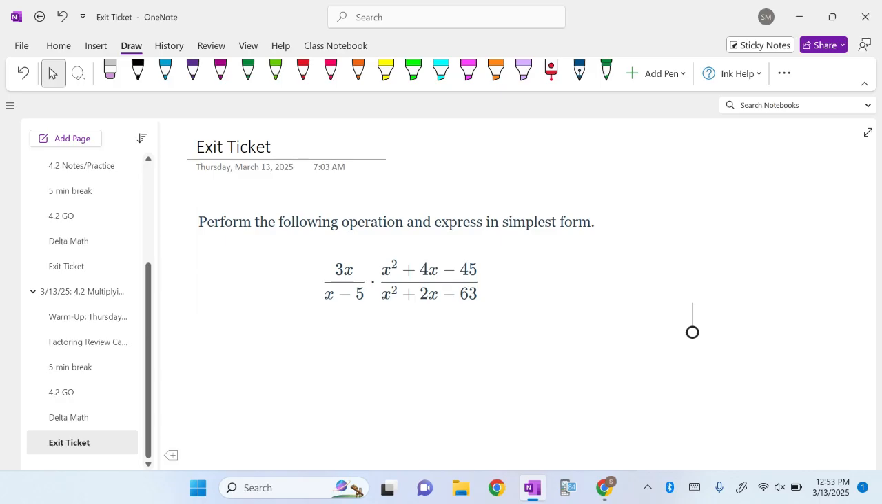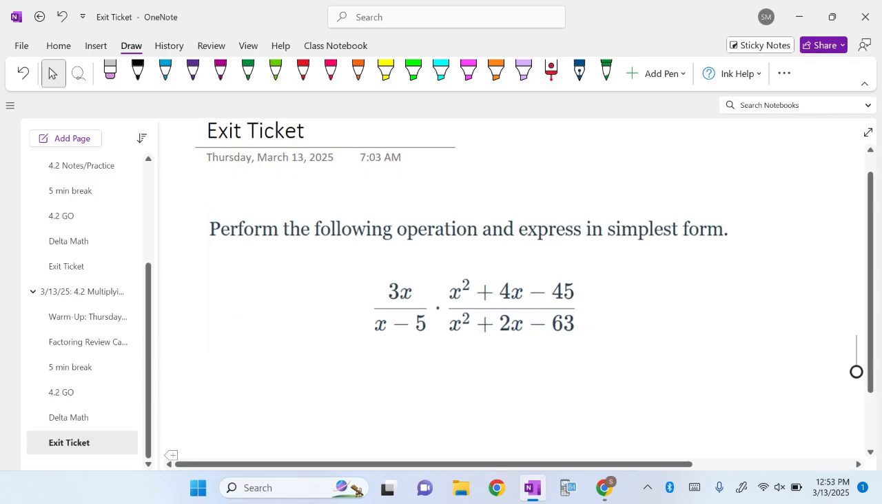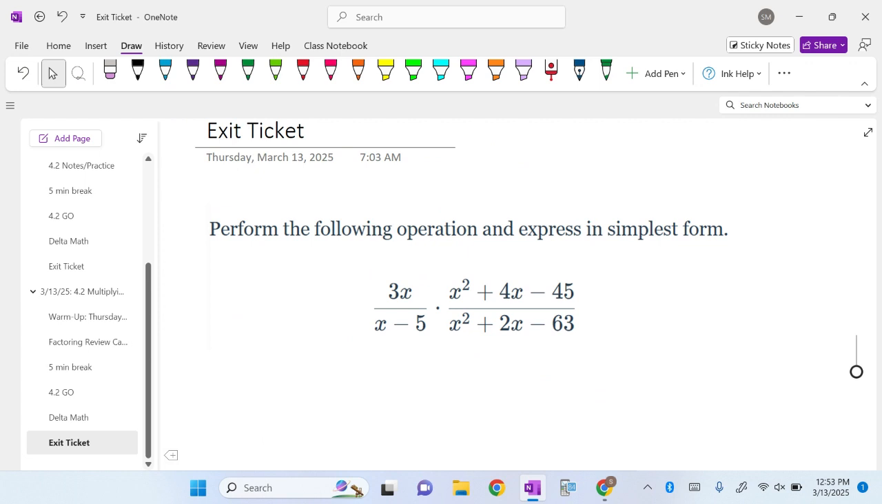So this one's actually a little easier. You're welcome. So you don't have to factor the first fraction. The only part you have to factor is the second fraction. All right, so the first fraction you don't even have to factor.